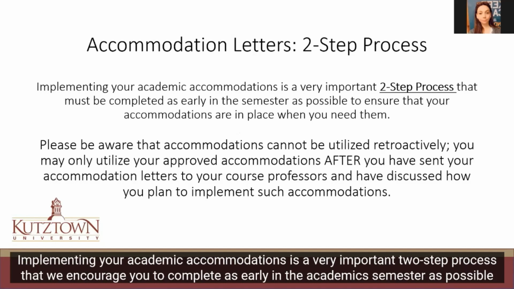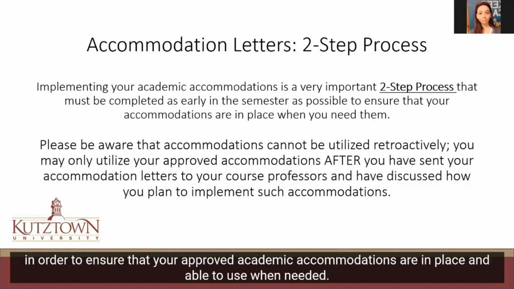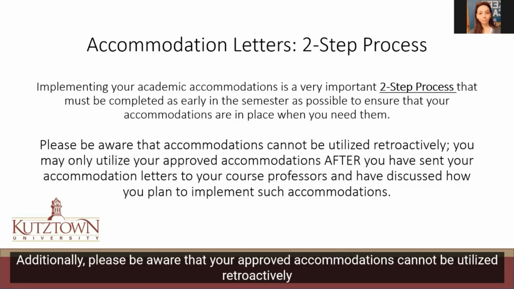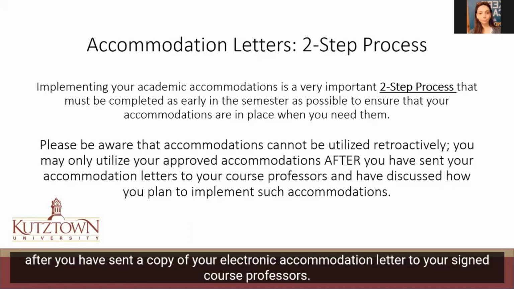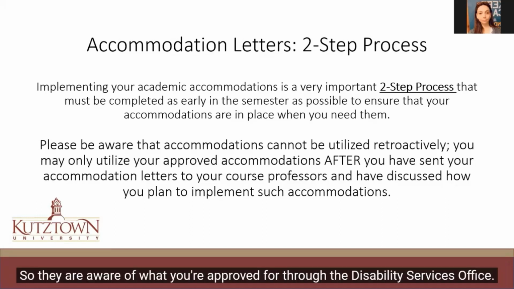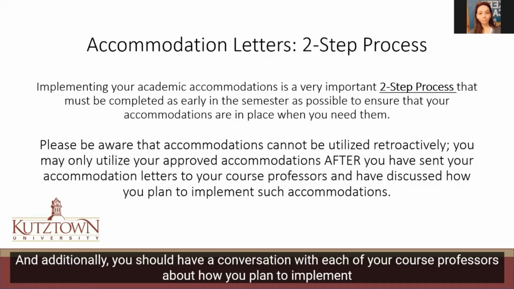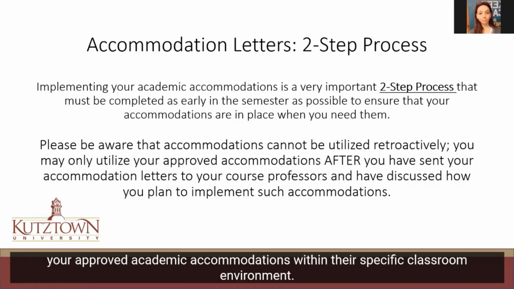Implementing your academic accommodations is a very important two-step process that we encourage you to complete as early in the academic semester as possible, in order to ensure that your approved academic accommodations are in place and able to use when needed. Additionally, please be aware that your approved accommodations cannot be utilized retroactively, which means you can only start to use your approved academic accommodations after you have sent a copy of your electronic accommodation letter to your assigned course professors so they are aware of what you're approved for through the Disability Services Office. And additionally, you should have a conversation with each of your course professors about how you plan to implement your approved academic accommodations within their specific classroom environment.